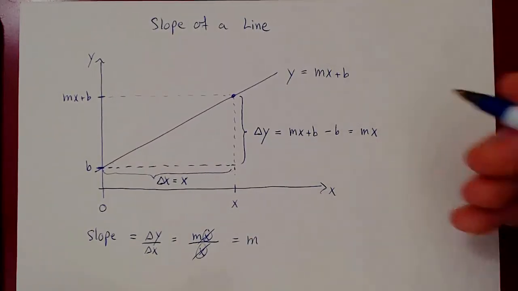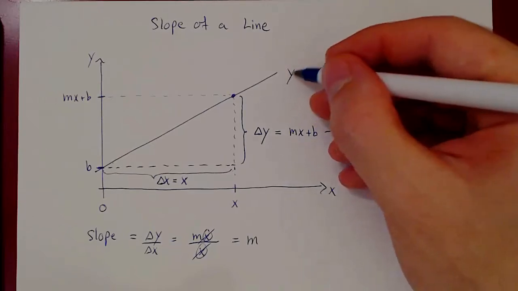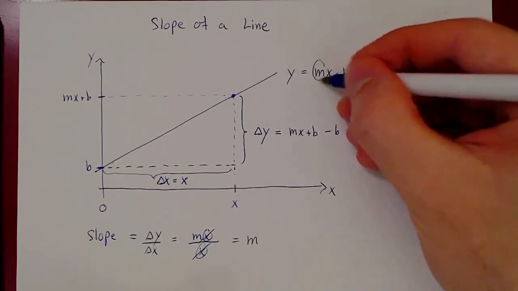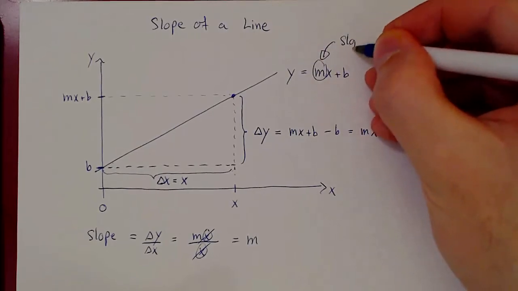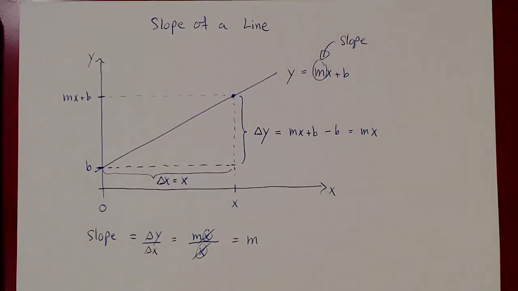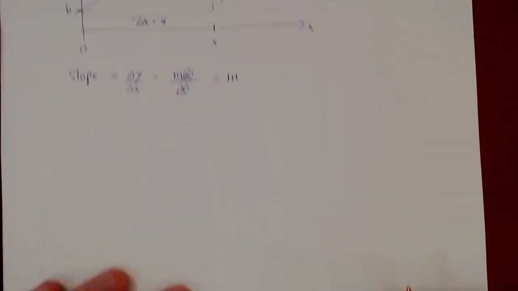So hopefully this looks familiar. The equation of a line y equals mx plus b, and the multiple of x is the slope. So that's the slope algebraically, the change in y over the change in x. The question is, geometrically, what does the slope measure? Let's consider the following picture.